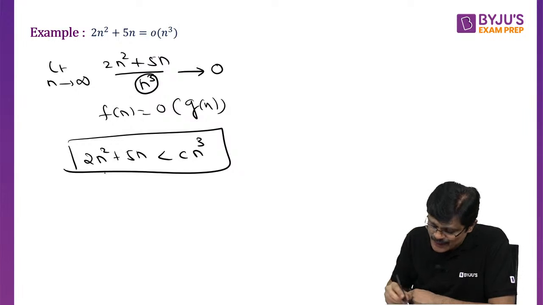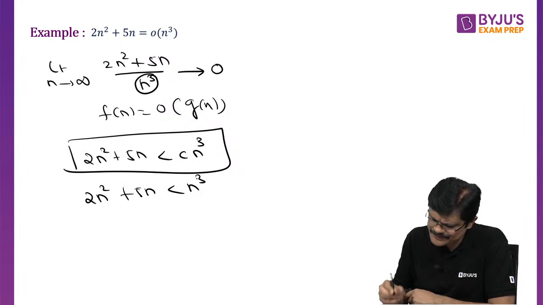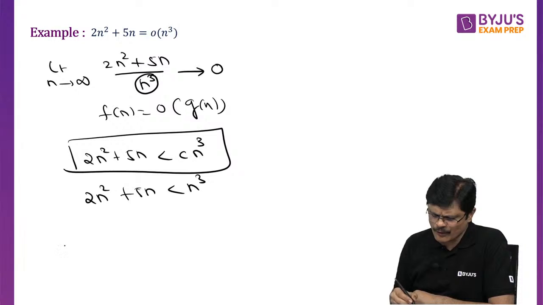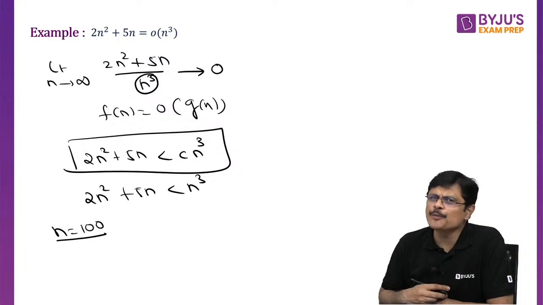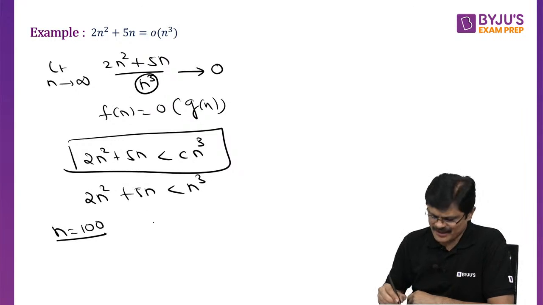See, for C equal to 1, what happens? If you put C equal to 1, what should be the value of n? For n equal to 1, it is not satisfied. No problem. For n equal to 100, put it in and check. 100 means 100 square, 10,000, 20,000.